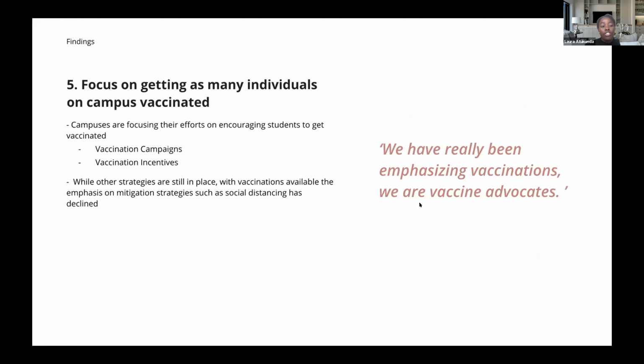And then overall, there was just a focus on getting as many individuals on campus vaccinated. In the interviews, they mentioned that they're focusing a lot of their efforts on encouraging students to get vaccinated if they haven't already. This is specifically on campuses where mandates are not possible. So they have vaccination campaigns, and they also have vaccination incentives. While the other strategies are still in place when it comes to social distancing and masking, they're not as stringent or emphasized.